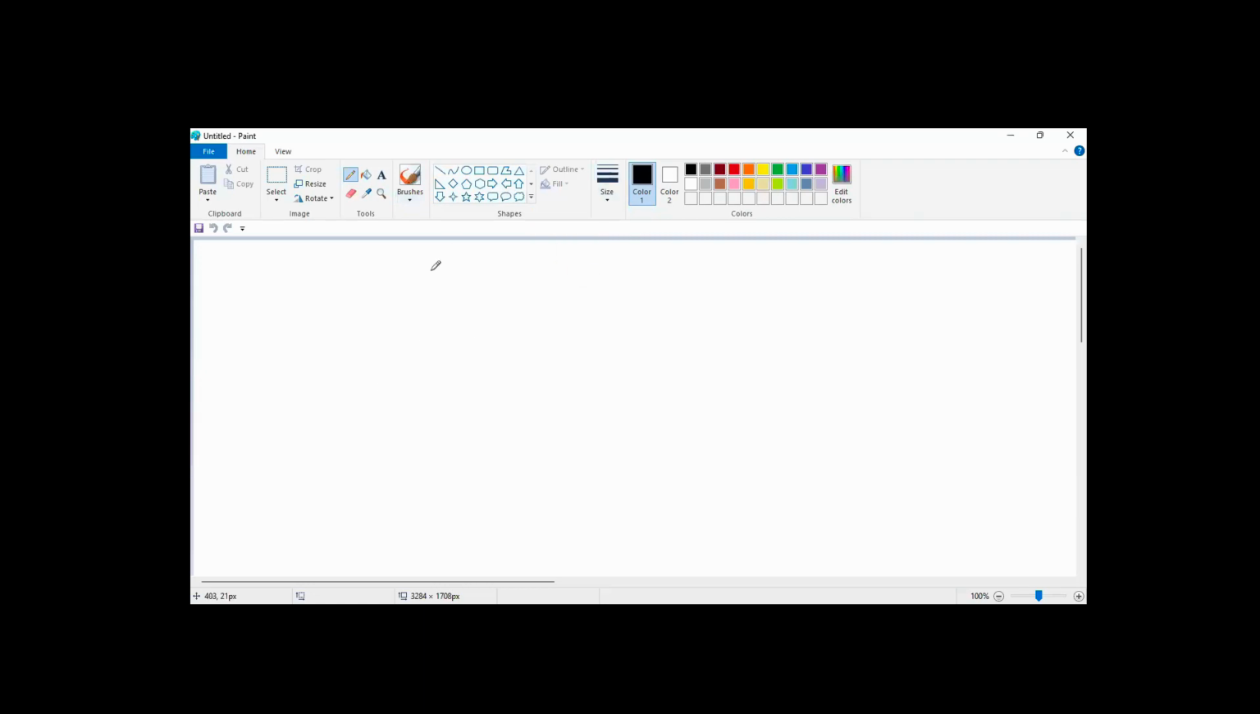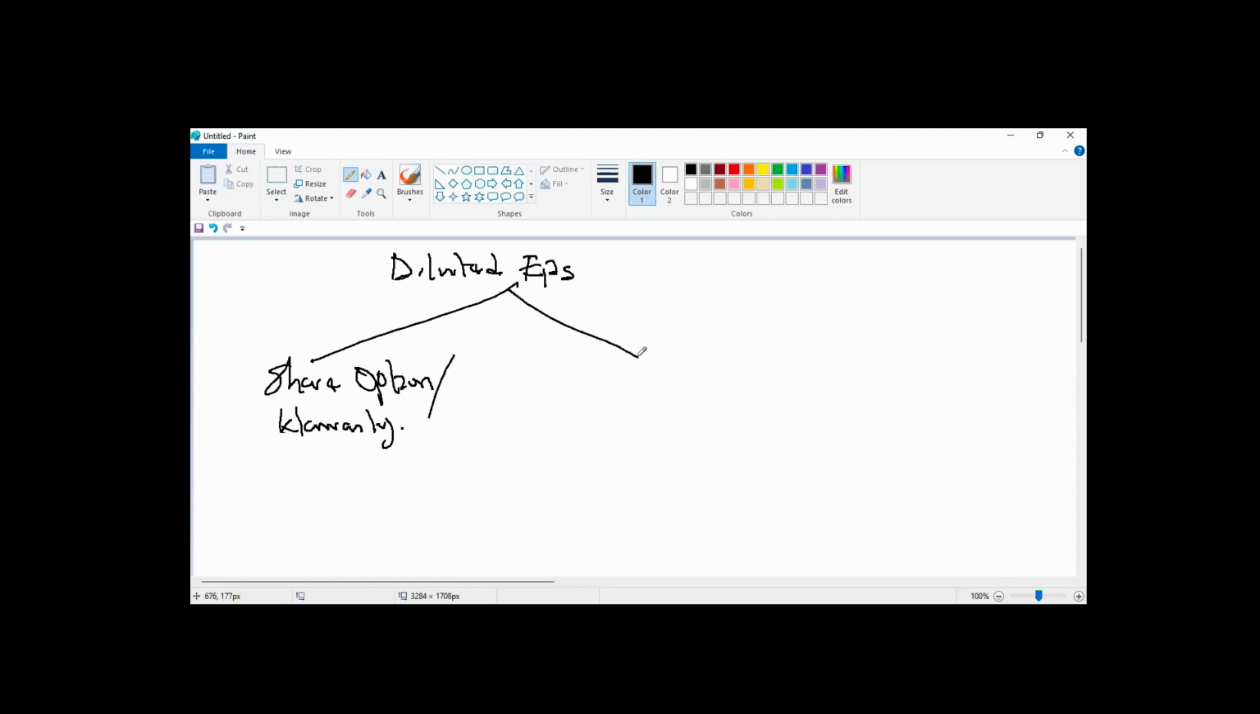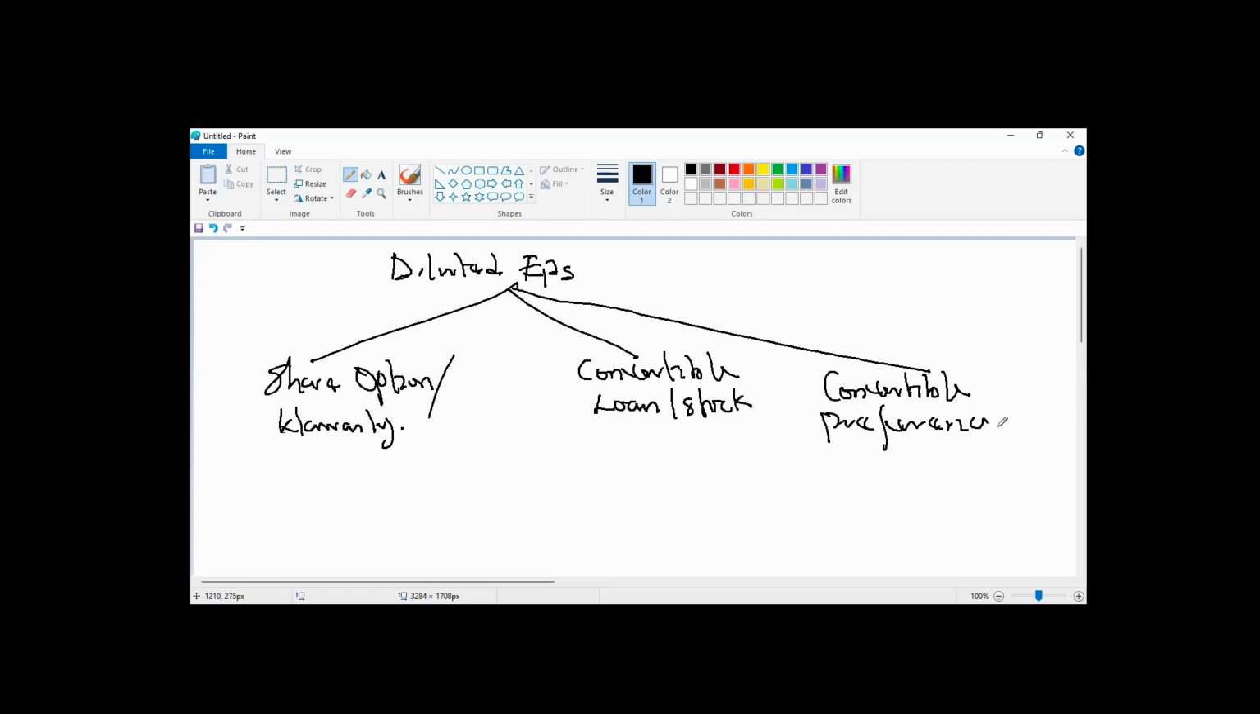For diluted, yes, three things can make it dilute. We talk about share options, warrants, then the convertible loan stock, then the convertible preference shares. These are the three things we said.